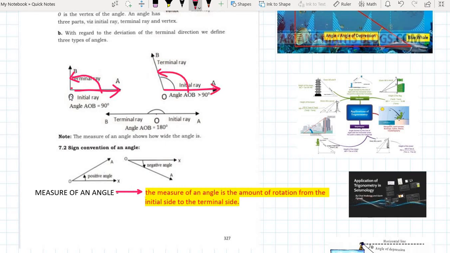Move like this, we get an angle which is greater than 90 degrees. Consider the line OB to be the terminal side or terminal ray. Similarly here, suppose this is the initial side. If you move like this, the angle covered is 180 degrees. So OB is the terminal ray.